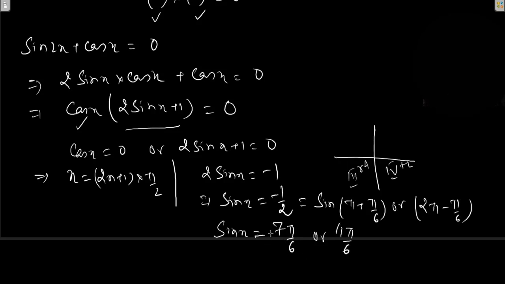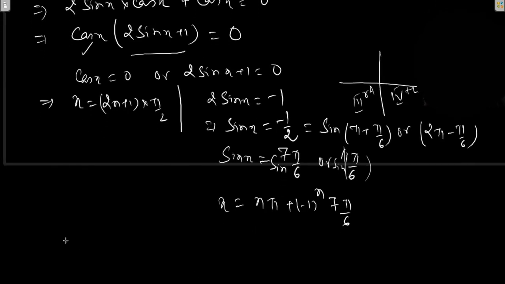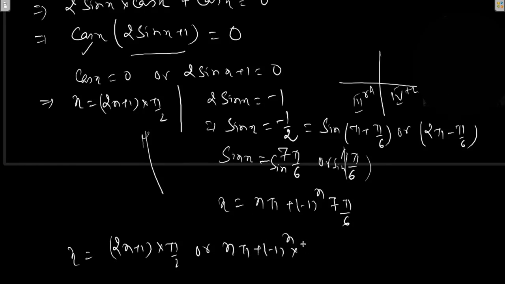So given this sine of this and sine of this, we know that my general solution will be x equals n pi plus minus 1 to the power n, and I can write 7 pi by 6, the first value I will take. So now I've got two values, so I can write the answer as x equals (2n plus 1) into pi by 2. This is my first one, right? And then I can write or x equals, this is the one, n pi plus minus 1 to the power n into 7 pi by 6.